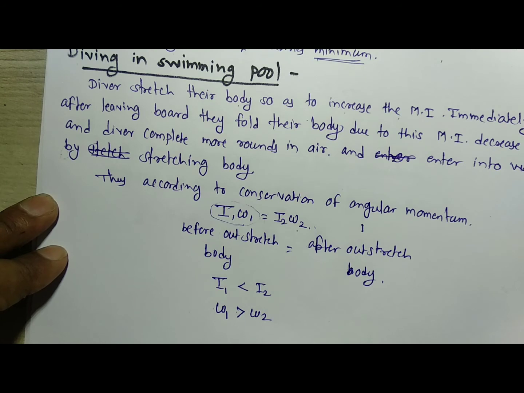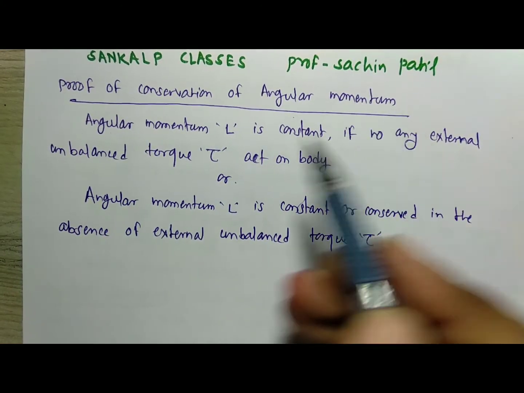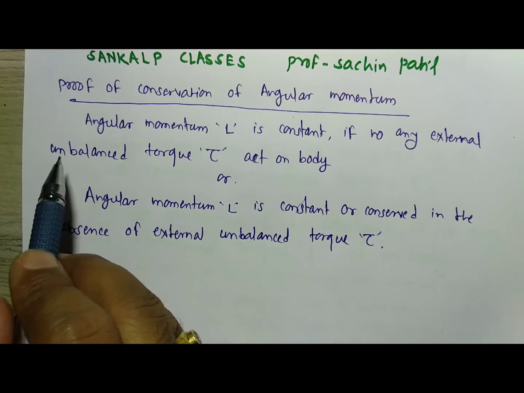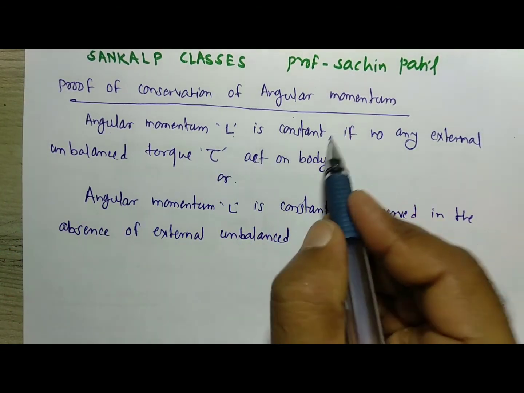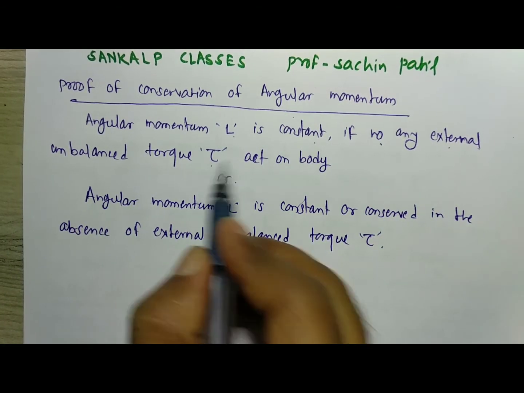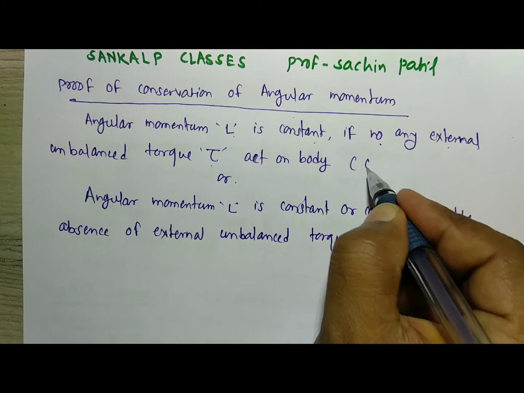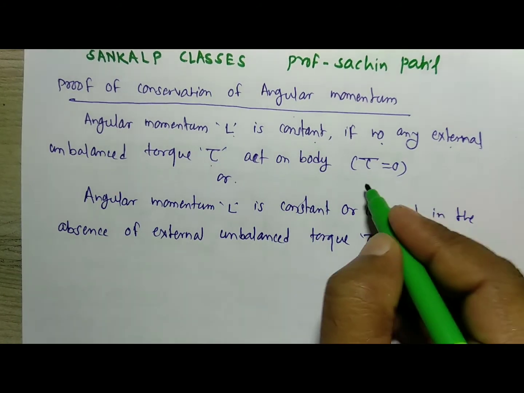Right now we are going with a proof of the conservation of angular momentum. We know that the statement of conservation of angular momentum is that angular momentum L is a constant if no external unbalanced torque acts on the body. That means here you have to get tau is equal to 0. What does it mean?